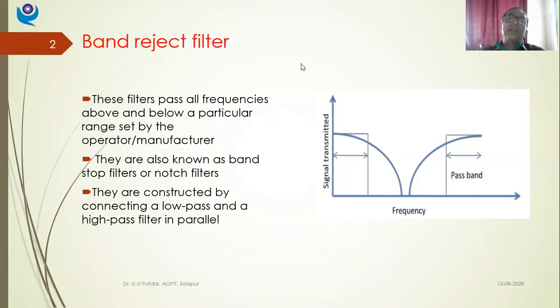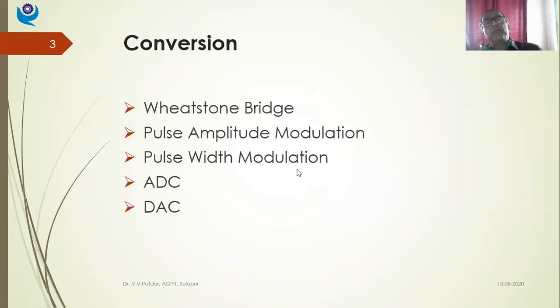In the conversion circuitry, we are going to study a few conversion circuits. The Wheatstone bridge, we have seen this earlier while studying the strain gauge load cell, if you remember. Then there are new ones: pulse amplitude modulation and pulse width modulation, and some A to D converters and some D to A converters, which we'll study in the coming lectures. Today we'll start with our Wheatstone bridge circuit.